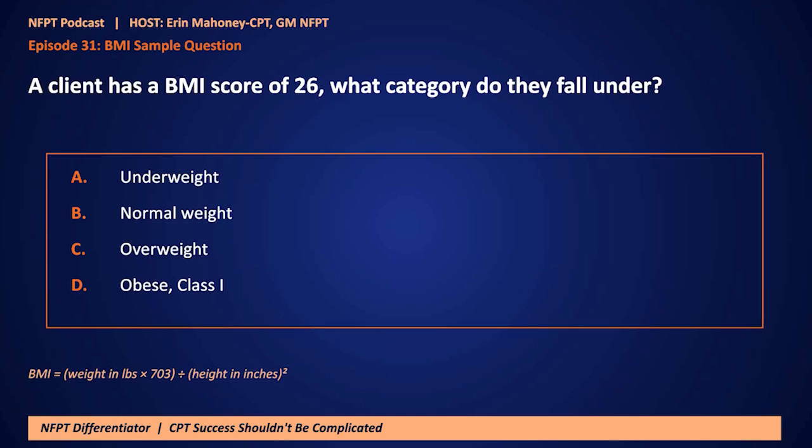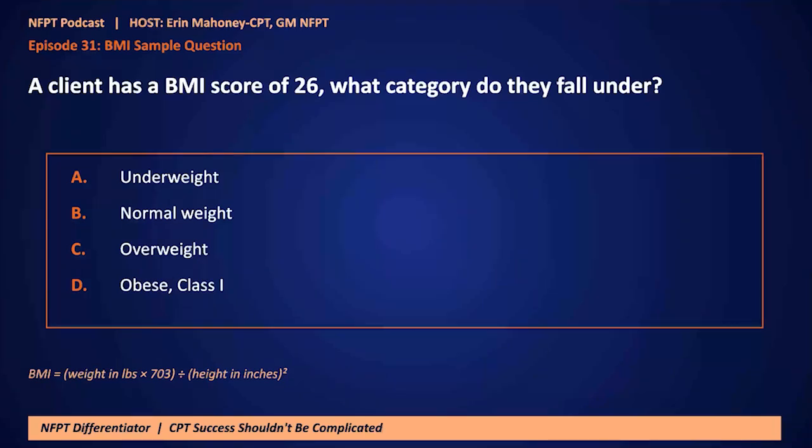All right. I am here to read you a test question, then your answer options, and then we will talk about which one is correct and incorrect, and then we'll talk more about body mass index. So here we go. A client has a BMI score of 26. What category do they fall under? Is it A, underweight, B, normal weight, C, overweight, or D, obese class 1?